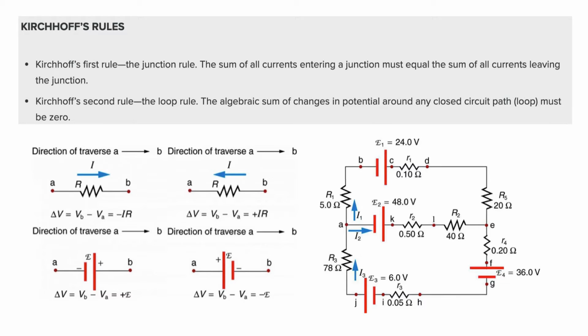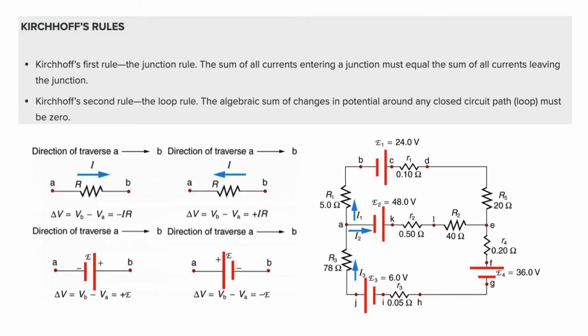Finally, let's review Kirchhoff's rules. There are two of them, and they are simply named the loop rule and the junction rule. The loop rule is used to determine relationships of voltages around the loop, while the junction rule is used to determine relationships of currents through a junction. The loop rule states that the algebraic sum of changes in potential around any closed circuit path or loop must be zero. In the circuit, there are three loops.